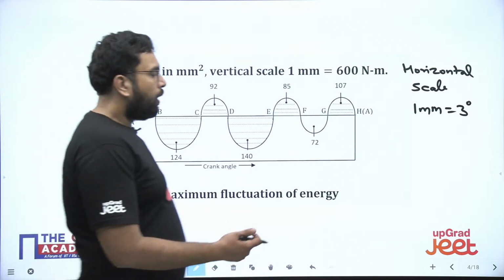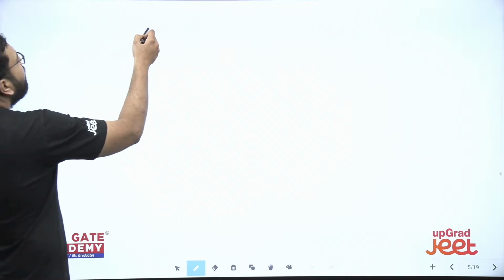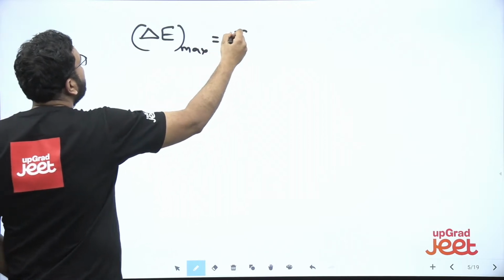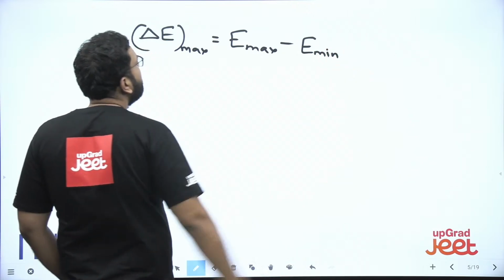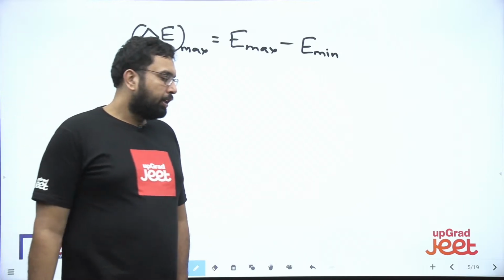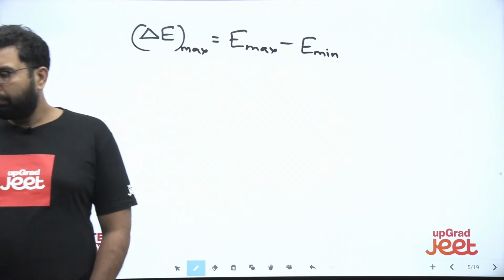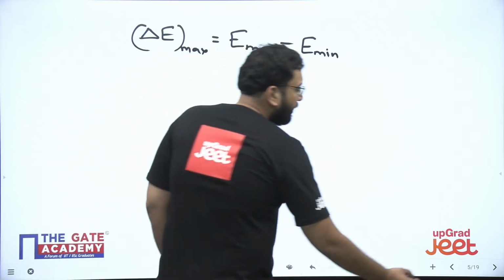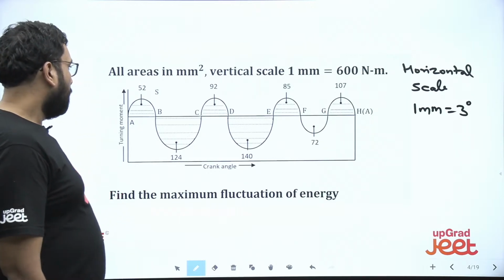All right, so how can we do it? When we say maximum fluctuation of energy, it is maximum energy minus minimum energy. Can we write it this way also? The maximum fluctuation of energy is E max minus E min. Is it fine? Please answer me. Now, if we can somehow find E max and E min from this diagram, that will be good. So how to find it?